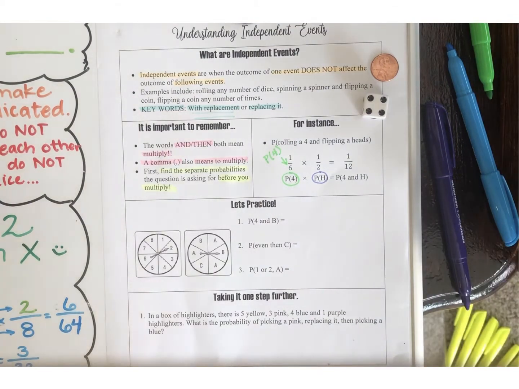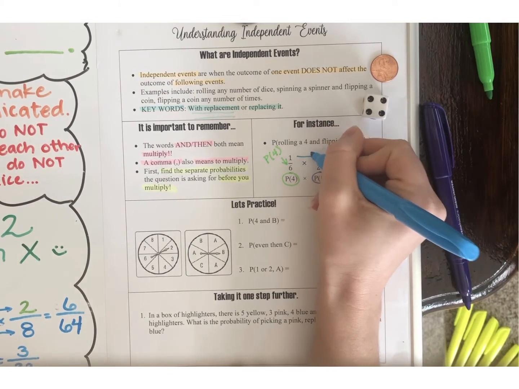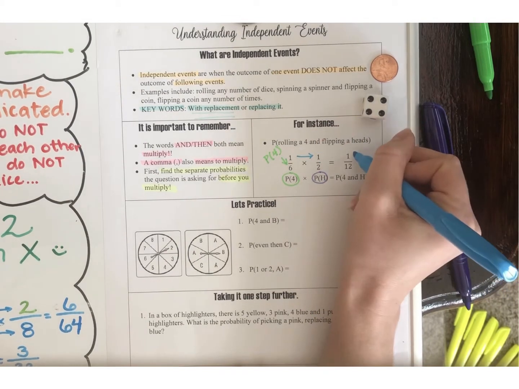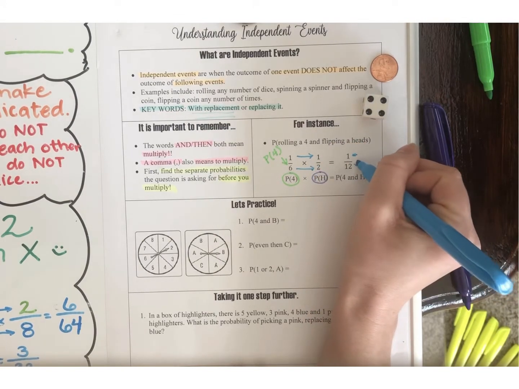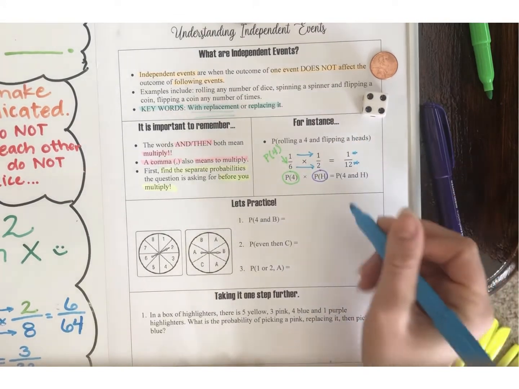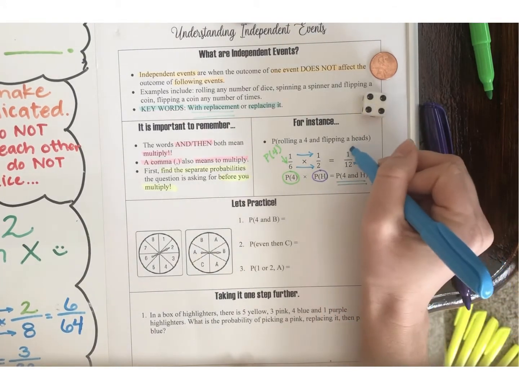Then to find the probability of both events happening together, we multiply straight across. 1 times 1 equals 1, and 6 times 2 equals 12. So our probability of a heads and a 4 is 1/12.